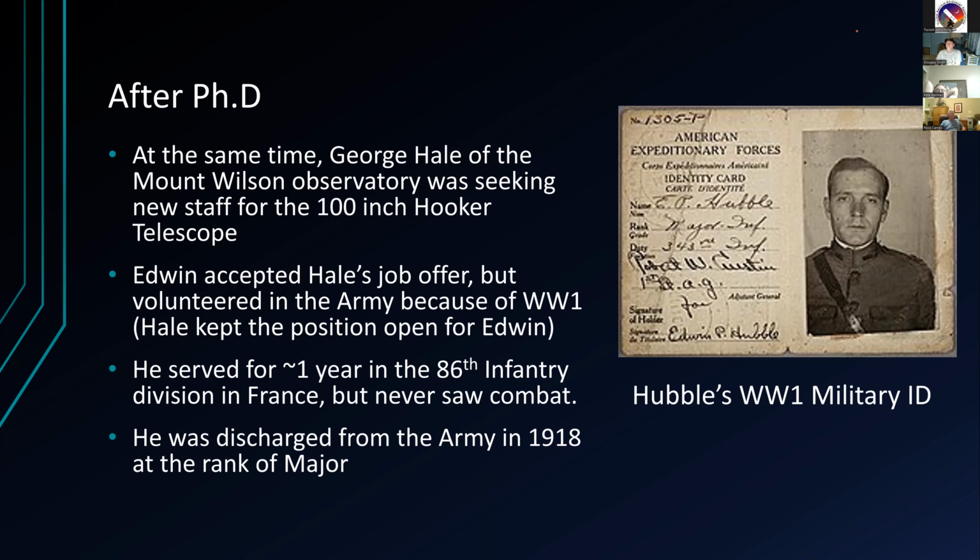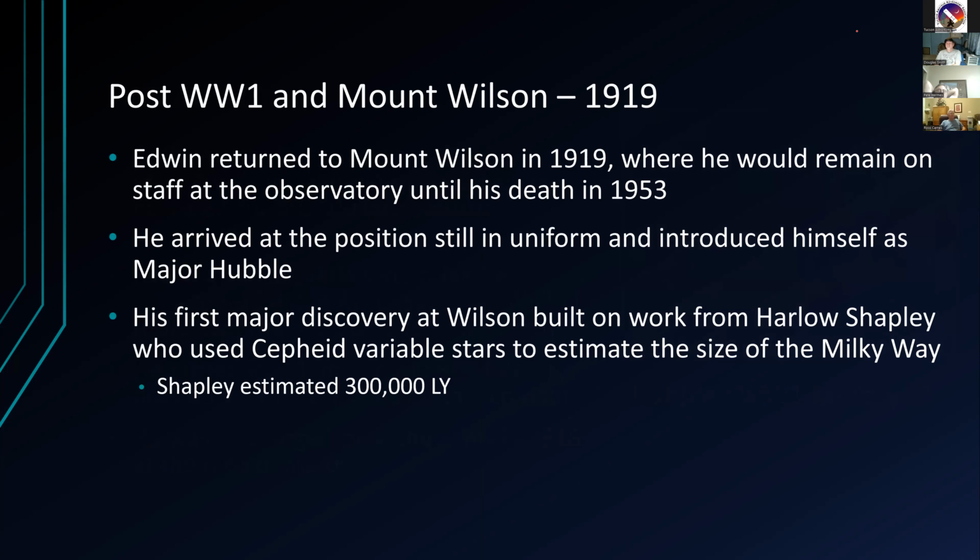And on the right is a picture of Hubble's military ID as it was issued for his tour of duty in France. So he spent about a year and a half in the Army and was honorably discharged in 1918, when he returned to Mount Wilson. It turns out that Edwin Frost was polite enough to have kept the position open for Hubble, knowing that he was serving overseas. And so Hubble made his way back to Mount Wilson in 1919, where he would remain as a member of the Mount Wilson staff until his death in 1953.